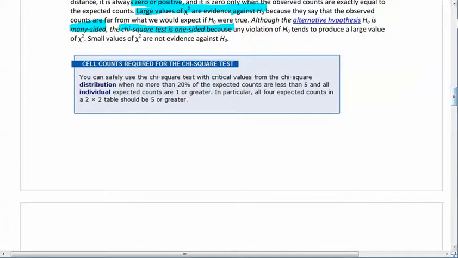As far as when we can use chi-square, I've listed the rules here in the box. Basically, no more than 20% of the expected counts can be less than 5, and every count has to be at least 1. And then there's a special rule for a 2x2 table, but you should know that anytime you see things that are less than 5, you should proceed with caution anyway.